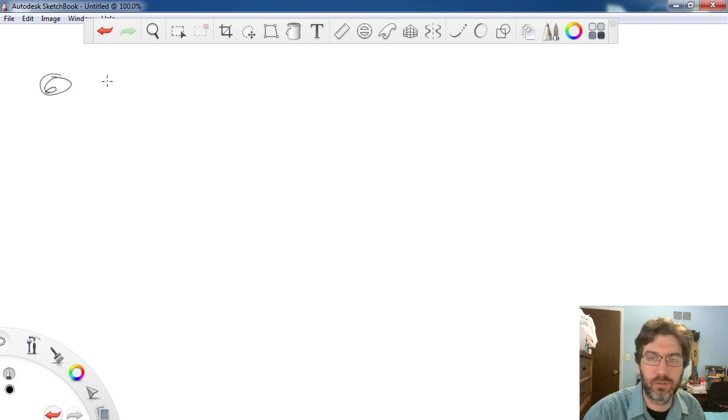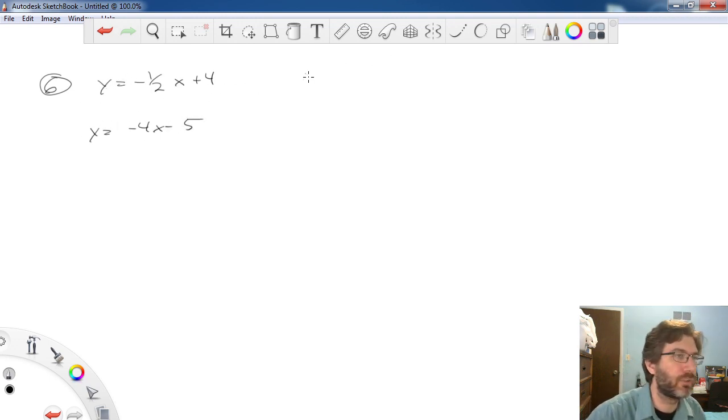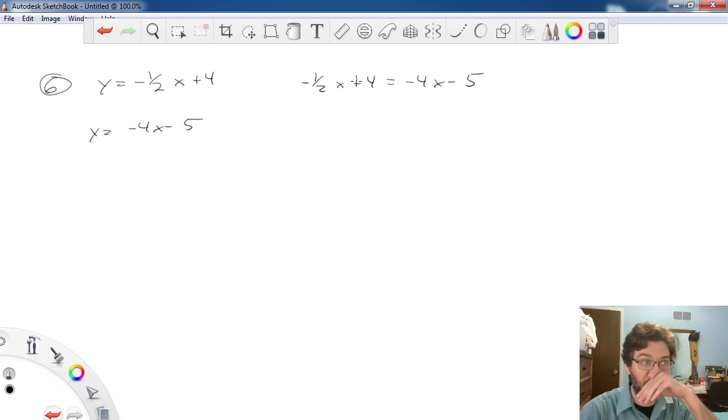So for 6, we have y equals negative 1/2 x plus 4, and y equals negative 4x minus 5. So they are equal to each other. You can set them equal to each other, so it's going to be negative 1/2 x plus 4 equals negative 4x minus 5. If you don't like the 1/2, you could multiply everything by 2 if you really wanted to. But 1/2 is pretty easy to deal with as well.